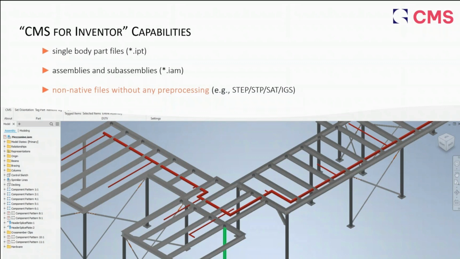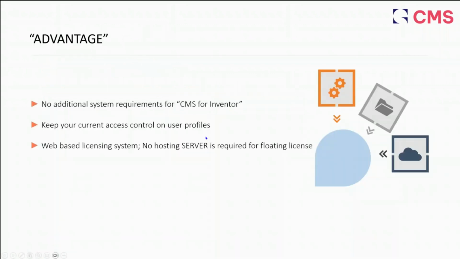Additionally, as we mentioned, we can do non-native Inventor models as well, as long as you can open them with Inventor. Without any pre-processing, all you do is open them and save it. Inventor will automatically save them as an IPT file or an assembly file, IAM, and then from there we will be able to convert those files fairly quickly.